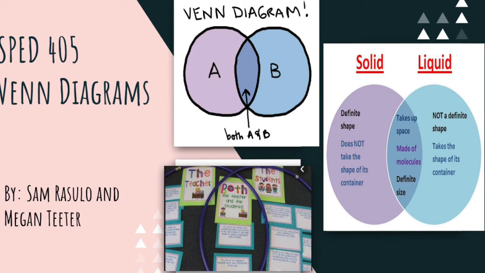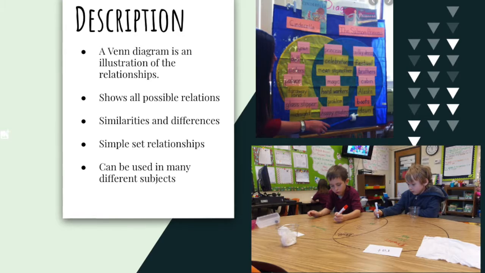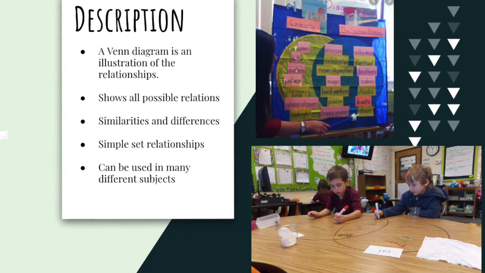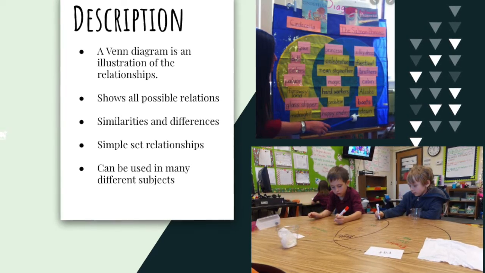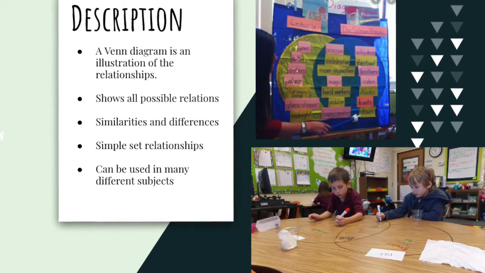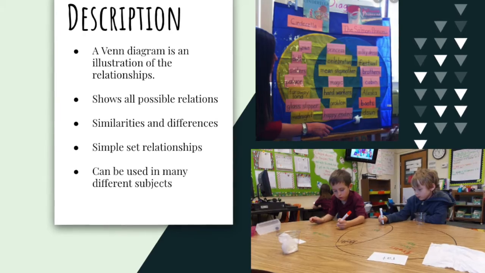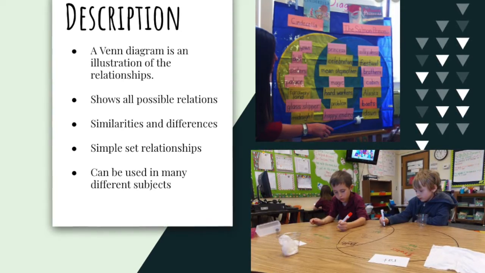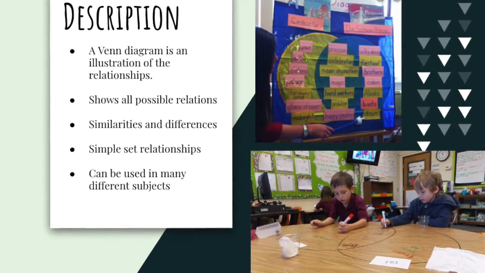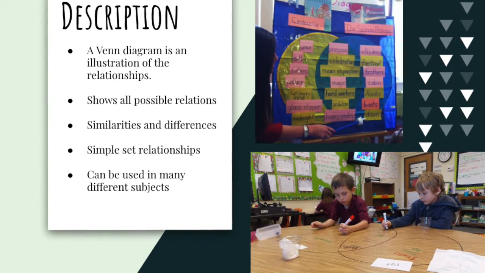Today we'll be talking about the strategy of using Venn diagrams in the classroom. A Venn diagram is an illustration of the relationship between sets and groups of objects that share something in common. Usually, Venn diagrams are used to figure out set intersections. It also shows all possible logical relations between a collection of different sets. A Venn diagram helps visualize similarities and differences easily.